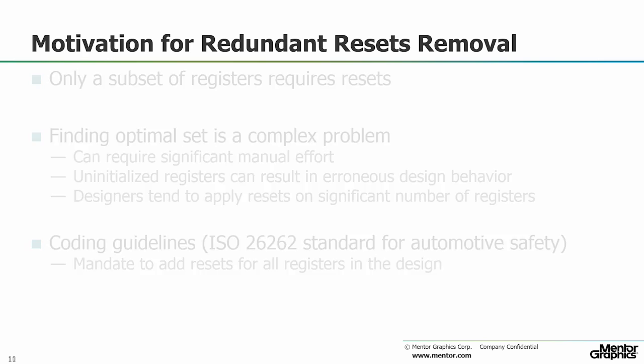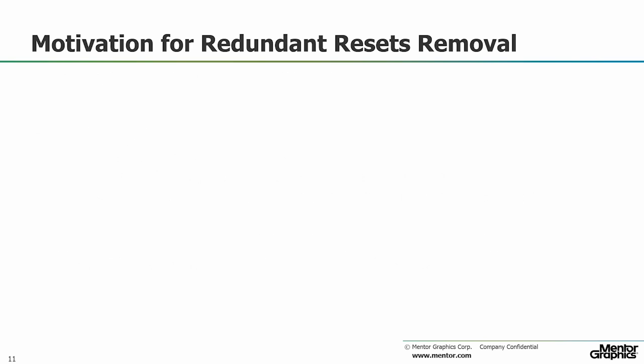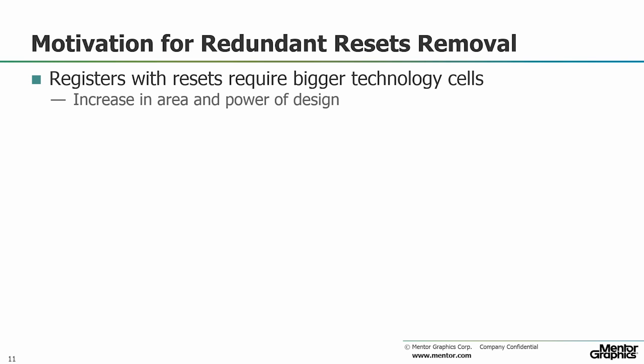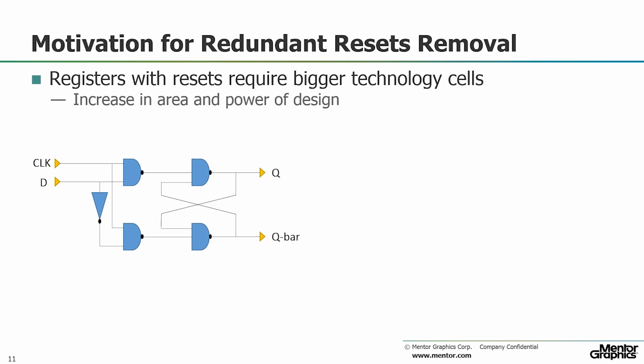However, this indiscriminate addition of resets on registers has its own penalty. Registers with reset require bigger technology cells to be implemented and hence increase area and power of the design. This is a sample circuit for the D-type register without reset. Here the input data D is copied to output Q when the clock input is active.